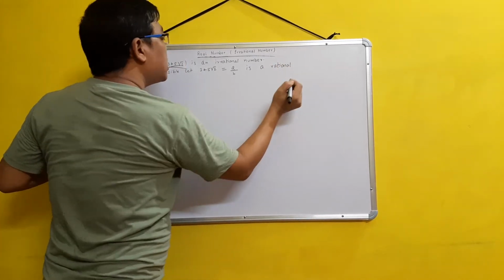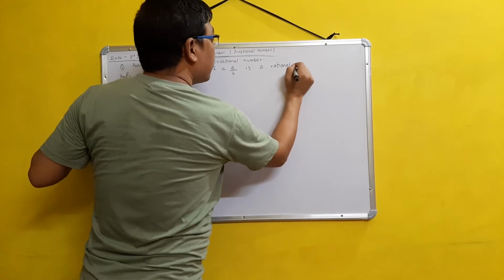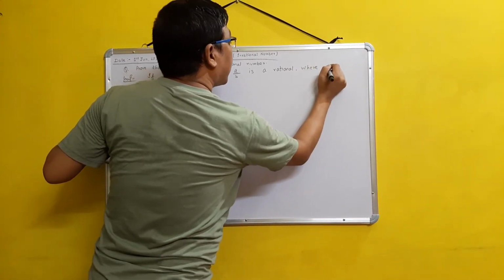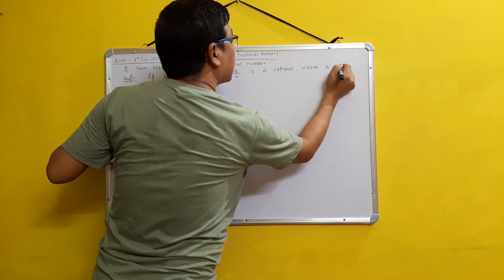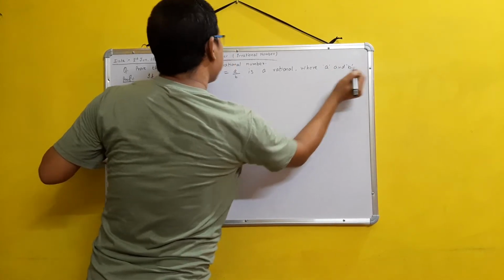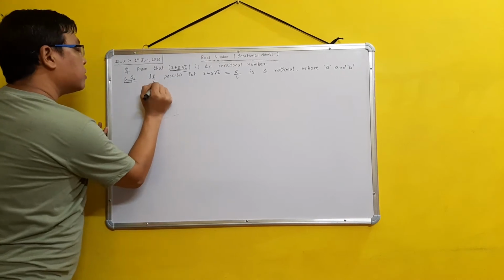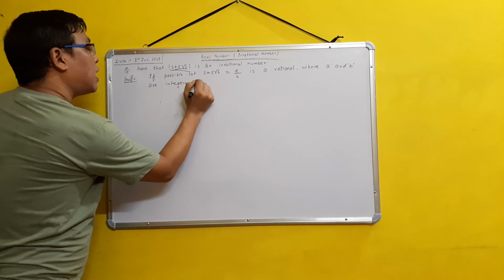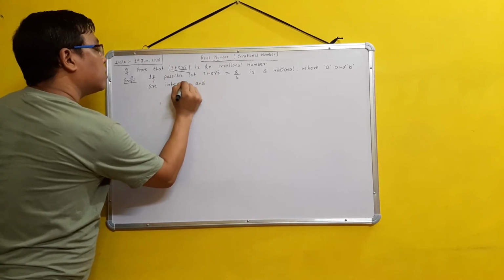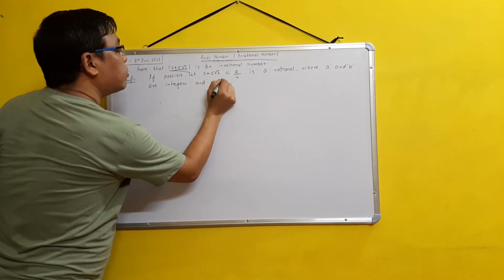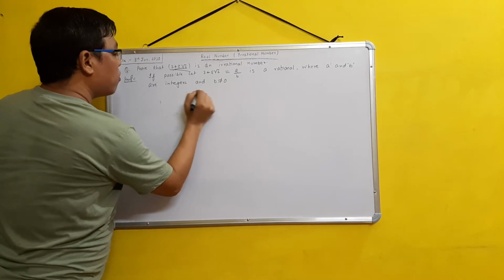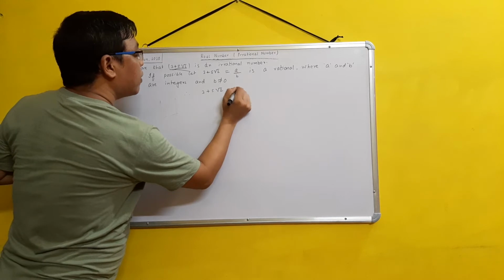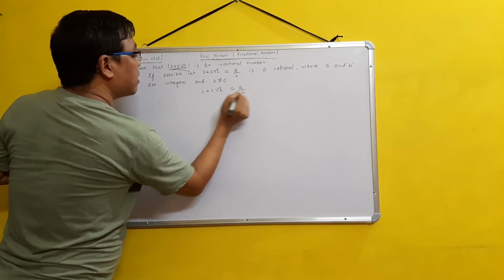Where a and b are integers and b is not equal to 0. So therefore 3 plus 5 root 2 that is equal to a by b is a rational.